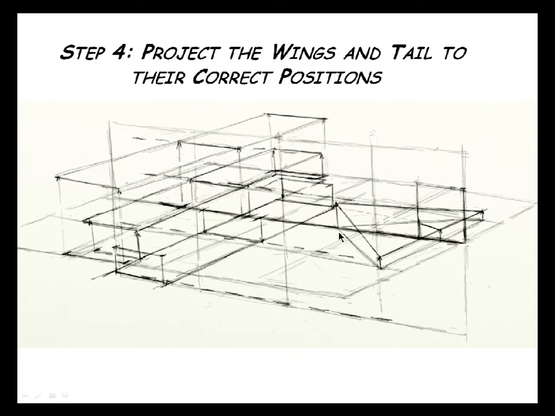In the next step, I am going to project the scaffold parts into their right position. It's a triplane, so here's the upper wing, the middle wing, the bottom wing, and the horizontal stabilizer and the tail all need to be projected out of this plane of the top view and into their correct positions.